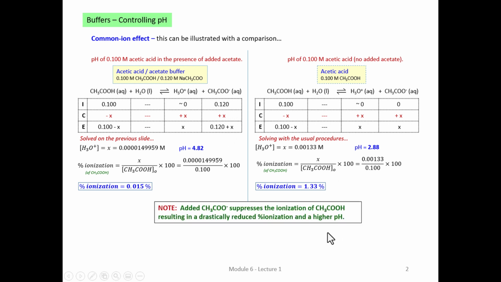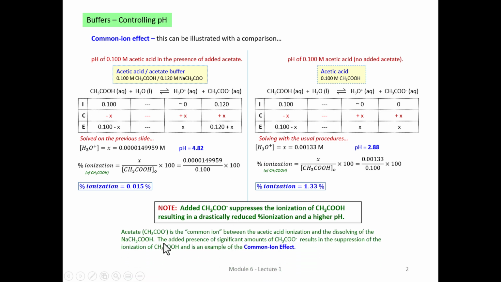So what we say here is that when we intentionally add acetate from the outside, it suppresses the ionization of the acetic acid. That makes sense, according to Le Chatelier's principle. And when you suppress the ionization of the acetic acid, it's going to have the effect of raising the pH because you won't produce as many hydronium ions. So the acetate ion is the common ion between the acetic acid ionization and the dissolving of the sodium acetate.